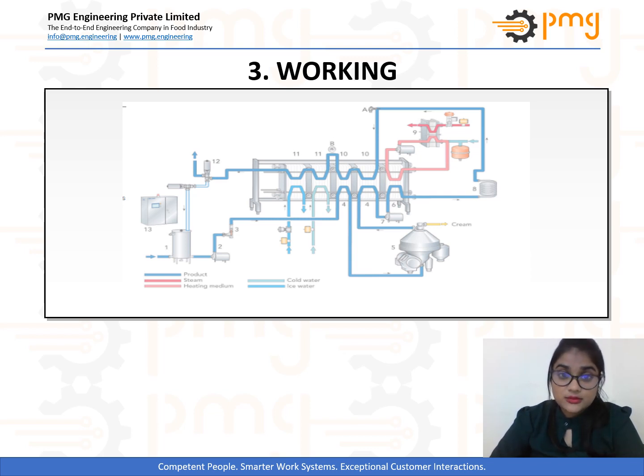Then this pasteurized milk is passed through the flow diversion valve that either diverts the milk back to the balance tank if it is not properly heated to pasteurization temperature, or if the milk is properly pasteurized, then it forwards the pasteurized milk into the regeneration section where it is cooled by incoming cold raw milk passing in the opposite direction on the other side of the plates, and ultimately milk enters the cooling section where it is cooled to 4 degrees centigrade before storage.